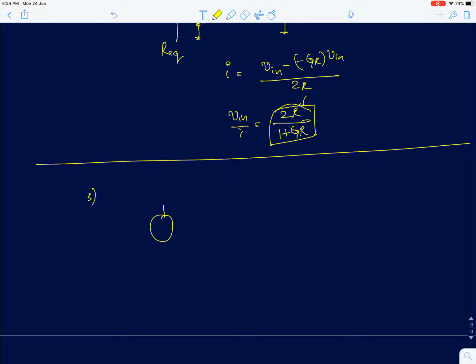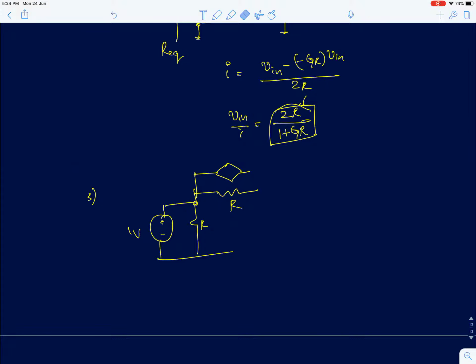Now we'll go to another problem here. So assume a 1 volt source across a resistance. In this problem we want to cover how you analyze it in the presence of independent voltage sources.